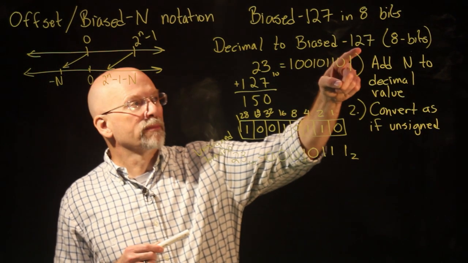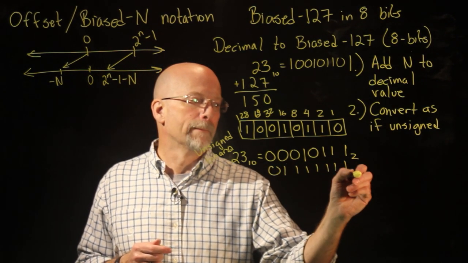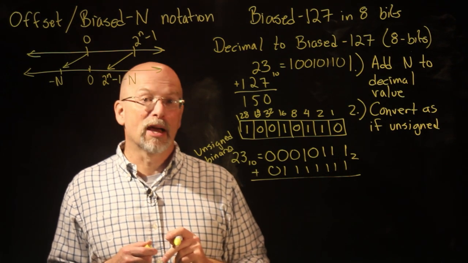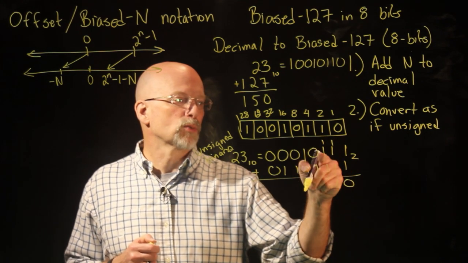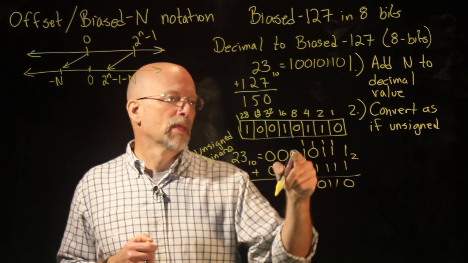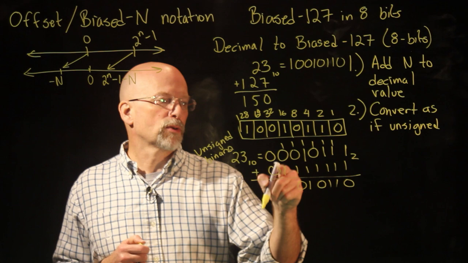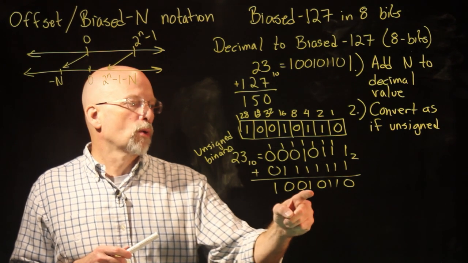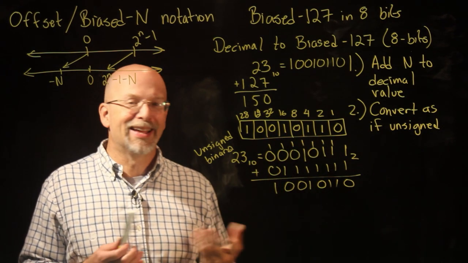What is 127 in binary? Well, it turns out that 127 in binary is 01111111. Let's just go ahead and add those two together and see if we get the same result for an offset of 127. 1 plus 1 is 0, carry the 1. 1 plus 1 plus 1 is 1, carry the 1. 1 plus 1 plus 1 is 1, carry the 1. 1 plus 0 plus 1 is 0, carry the 1. 1 plus 1 plus 1 is 1, carry the 1. 1 plus 0 plus 1 is 0, carry the 1. 1 plus 0 plus 1 is 0, carry the 1. 1 plus 0 plus 0 is 1. 1001 0110. It's the same. We got the same result.